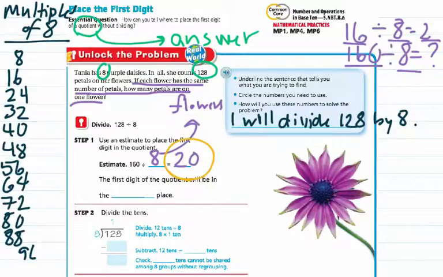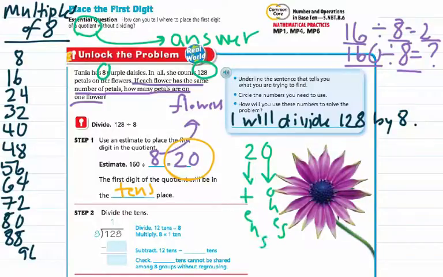So it says the first digit of the quotient will be in the tens place. And you're like, well, why is it going to be in the tens place? Because if we look at 20, we know that there's a 0 in the ones place and that there's a 2 in the tens place. So that's going to make our life easier when we're placing the first digit.